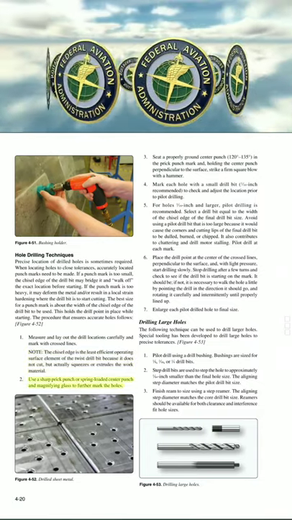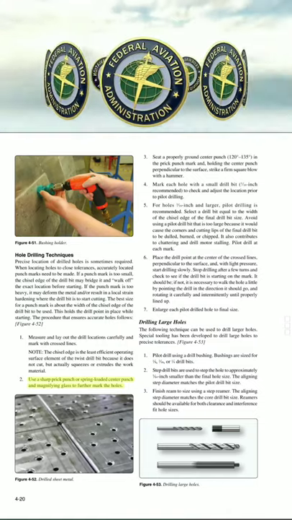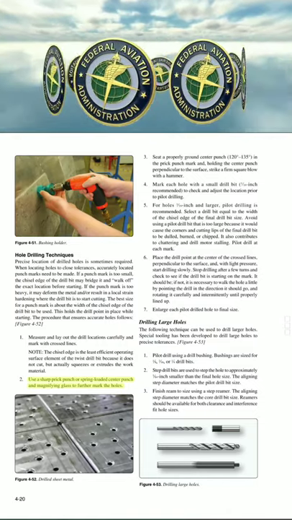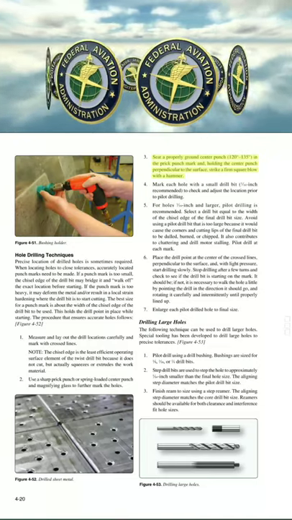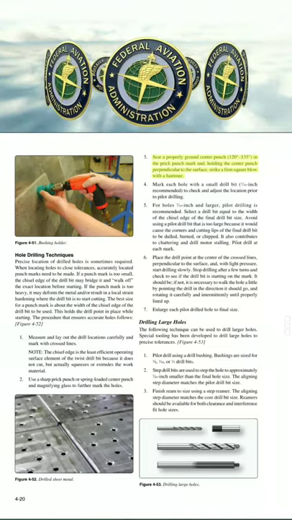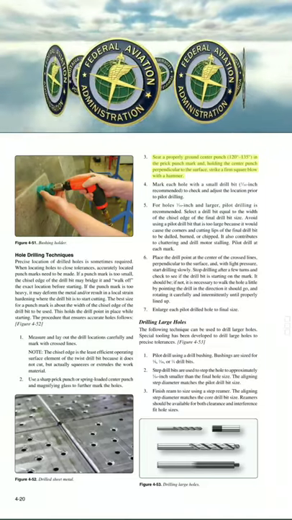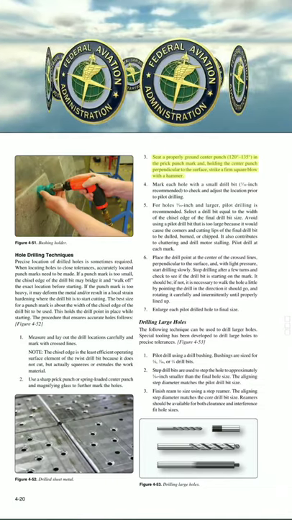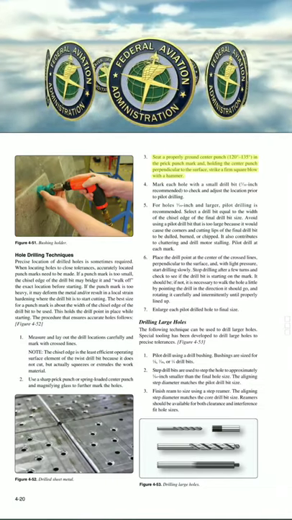2. Use a sharp prick punch or spring-loaded center punch and magnifying glass to further mark the holes. 3. Seat a properly ground center punch, 120 degrees to 135 degrees, in the prick punch mark and, holding the center punch perpendicular to the surface, strike a firm square blow with a hammer.